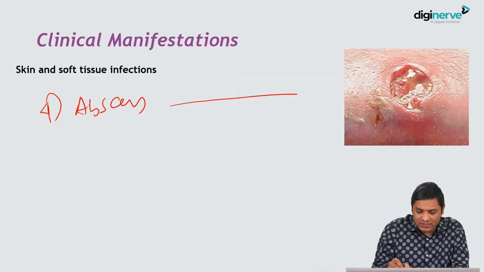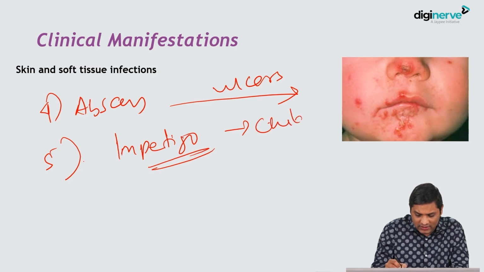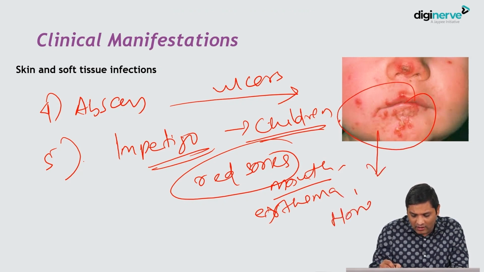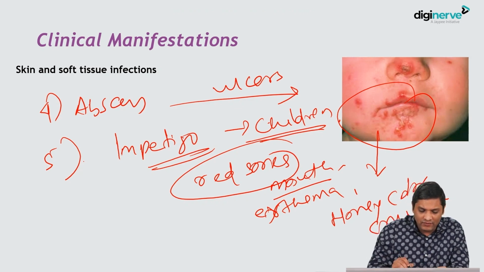Other than that, you have abscess formation. Abscess may break down to form ulcers. Then you will have impetigo. Impetigo is usually seen in children, where you will have red sores over the mouth area, surrounded by erythema. It is described as honey colored crust. Honey colored crust formation is called impetigo. It is again a cutaneous infection.